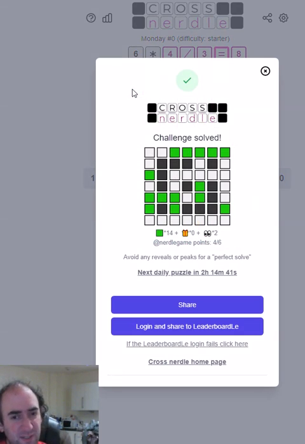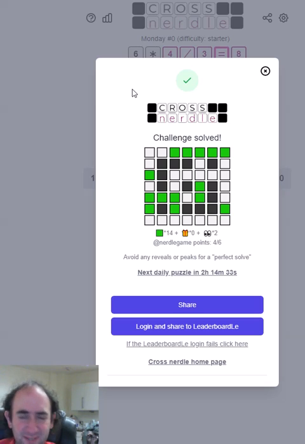But we've learned something useful for future days, which is basically you never have anything after the equals except for a number. It's never something equals something plus something. Anyway, that is my first successful attempt of a cross nerdle, but Monday number zero, difficulty starter, it was a very easy one, as you saw.